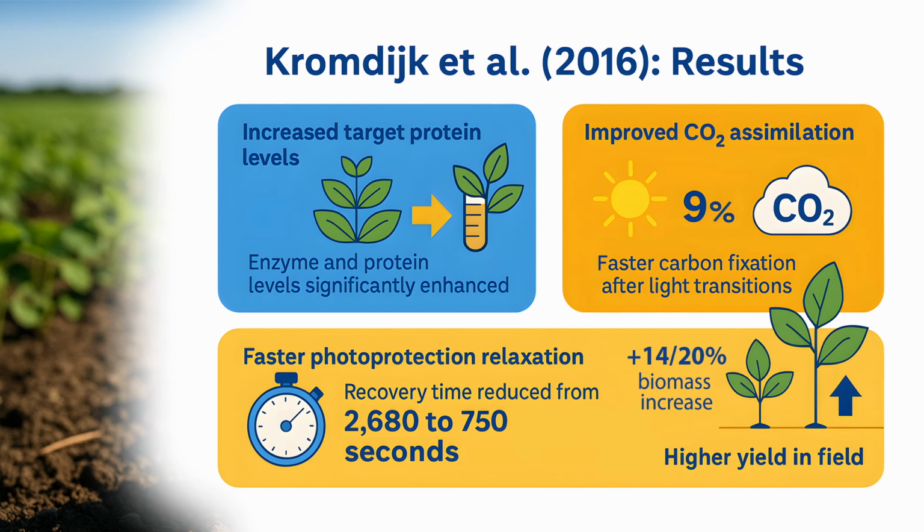They exposed the plants to alternating high and low light conditions and measured how quickly photoprotective dissipation declined when the light intensity dropped. The engineered plants displayed much faster relaxation of photoprotection, with the slower component of recovery reduced from approximately 2,680 seconds in unmodified plants to around 750 seconds in transgenic lines.